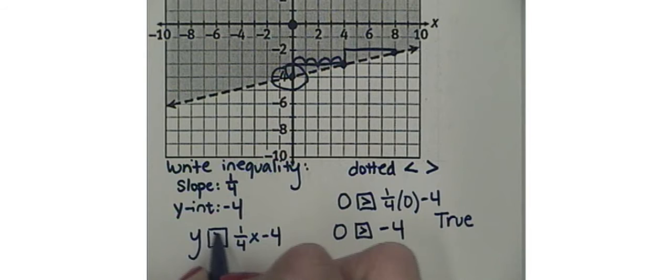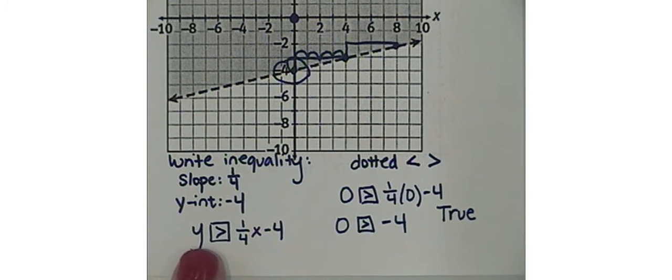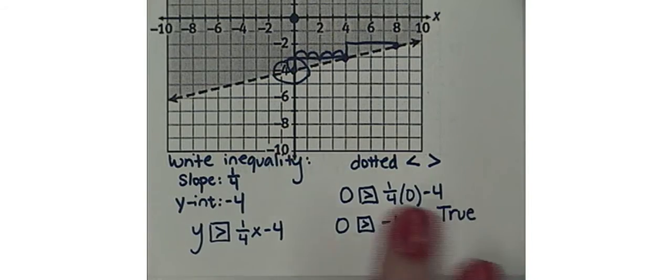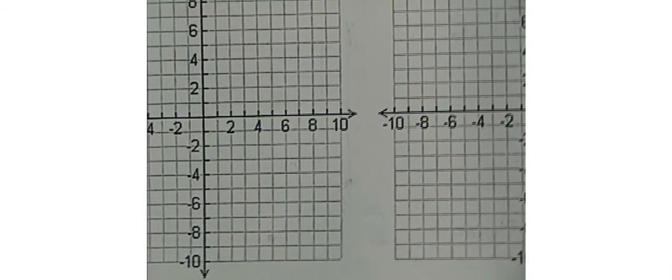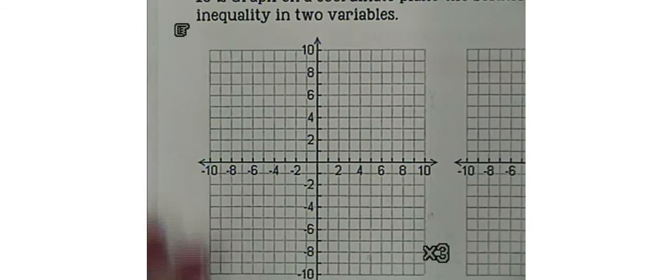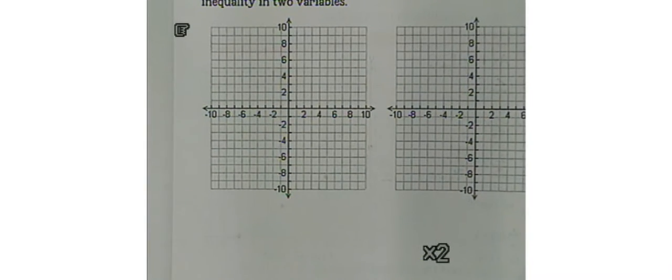So this right here is how we are going to write this. y is greater than 1/4 x minus 4. And use the process of elimination for multiple choice on your quiz when we get there.